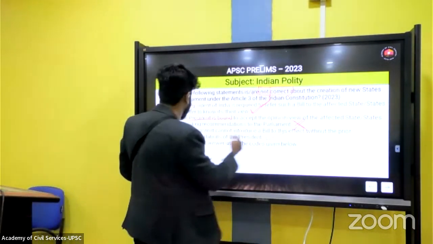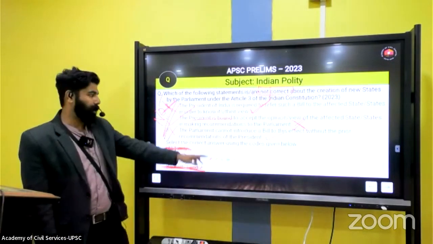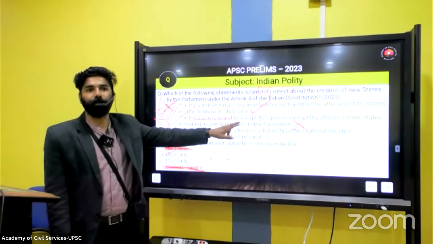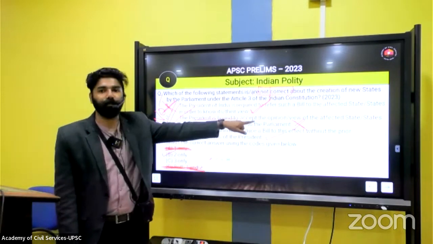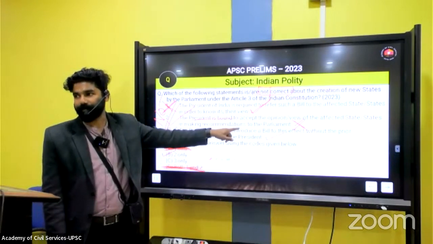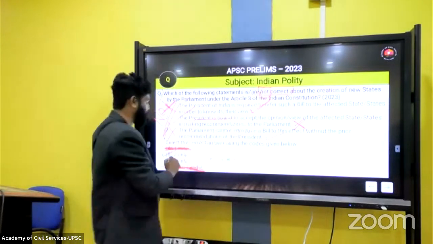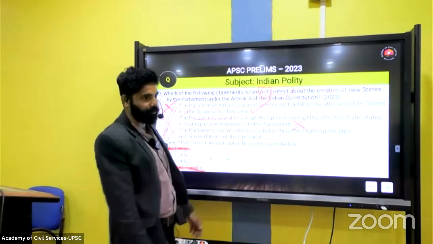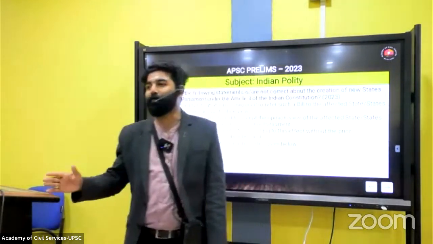Because this is also correct, this is wrong. That is, Parliament cannot introduce the bill without the prior recommendation of the President. That means only with the recommendation of the President it can introduce. Otherwise, it cannot introduce. So the third statement is correct. That means here it is asking about not correct. So the answer is only 2. This is a different way of solving the question. Otherwise you will end up wrong.